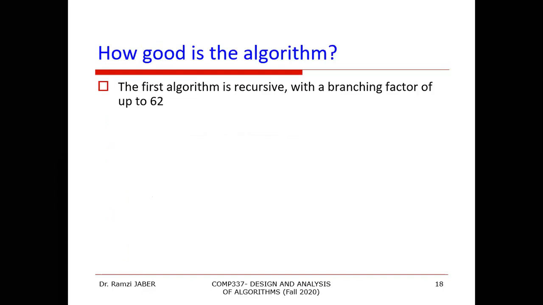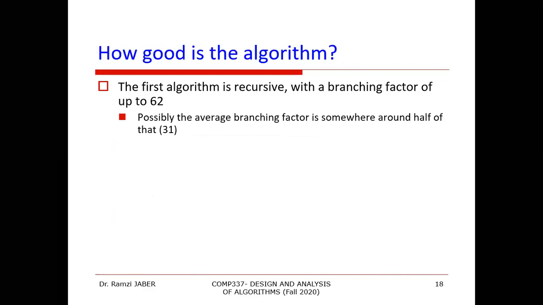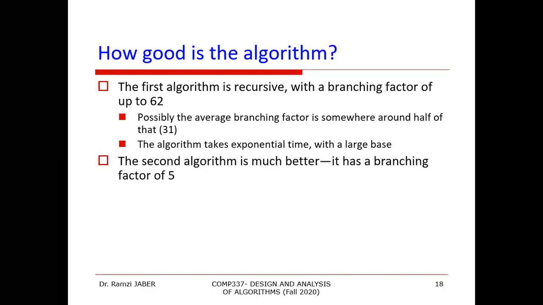Let's continue. How good is the algorithm? The first algorithm is recursive with a branching factor of 62. Possibly the average branching factor is somewhere around 31, because it is divide and conquer, we are dividing by 2. The algorithm takes exponential time with a large base. The second algorithm is much better. It has a branching factor of 5. Okay? This is exponential time with base 5.